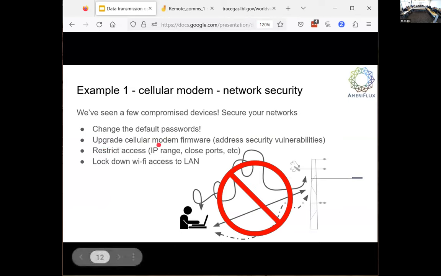Especially for cell modems, but probably for other network devices, upgrade their firmware often. The firmware often captures known security vulnerabilities. I will also add that I think some of the firmware updates really have marked performance improvements. I've seen cell modems that have a lot of downtime, but you upgrade the firmware and it can really improve the performance. So keeping track of the cell modem firmware, I would encourage.